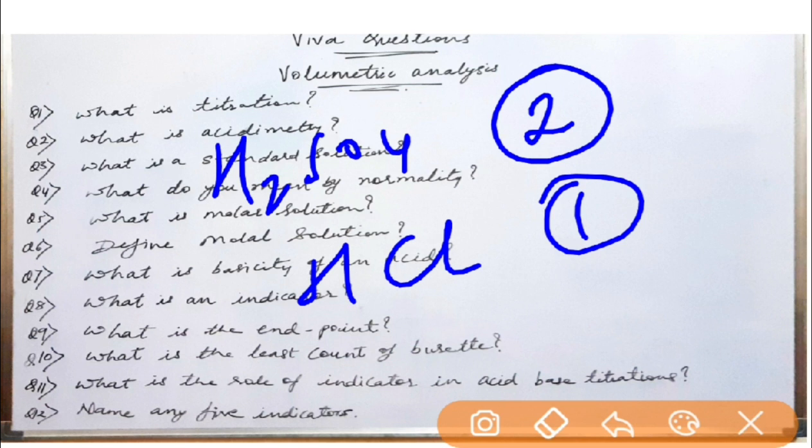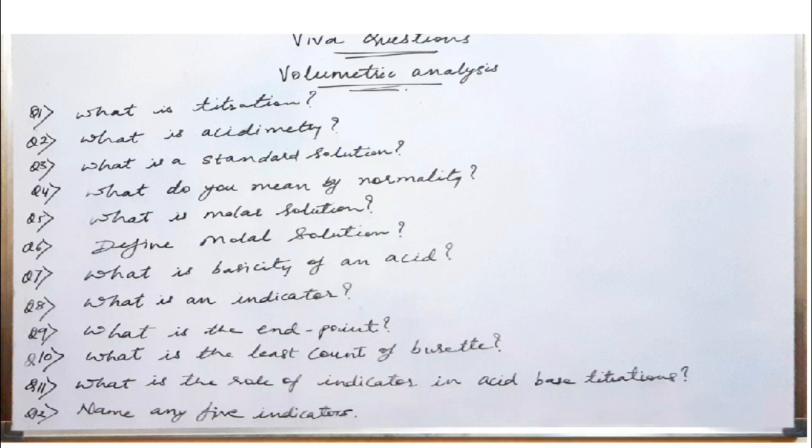The number of replaceable hydrogen atoms per molecule of that acid is called the basicity of the acid. In the case of H2SO4 there are 2 replaceable hydrogen ions, and in the case of HCl there is 1 replaceable hydrogen ion. Accordingly, that is the basicity. See the 8th question now.